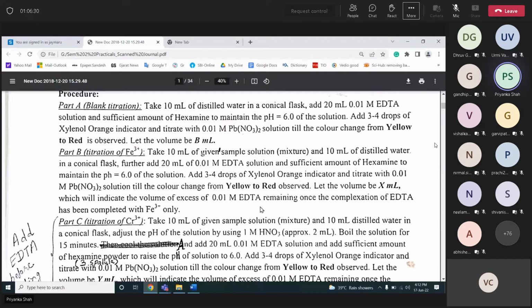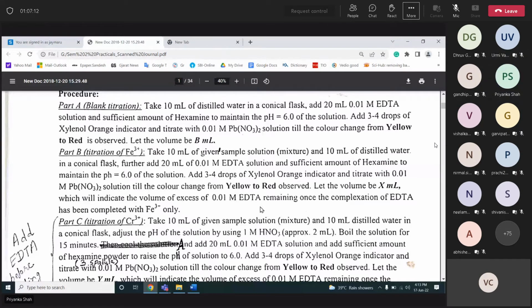And you have to titrate it against 0.01 molar lead nitrate solution, until the color changes from yellow to red. This will be your blank reading. You have simply taken only distilled water, no sample solution. Now in the second part there is the titration of Fe. Here you will take 10 ml of your sample and 10 ml of distilled water in a conical flask. Further, you will add 20 ml of 0.01 molar EDTA, then hexamine powder and 3-4 drops of xylenol orange indicator, and titrate it against 0.01 molar lead nitrate.